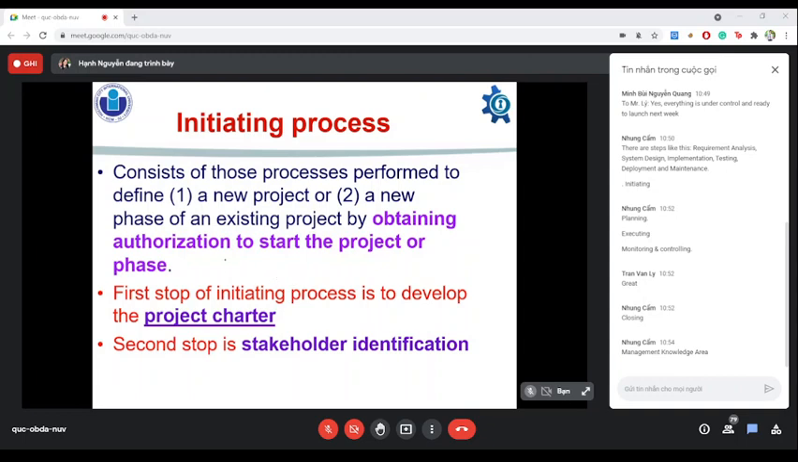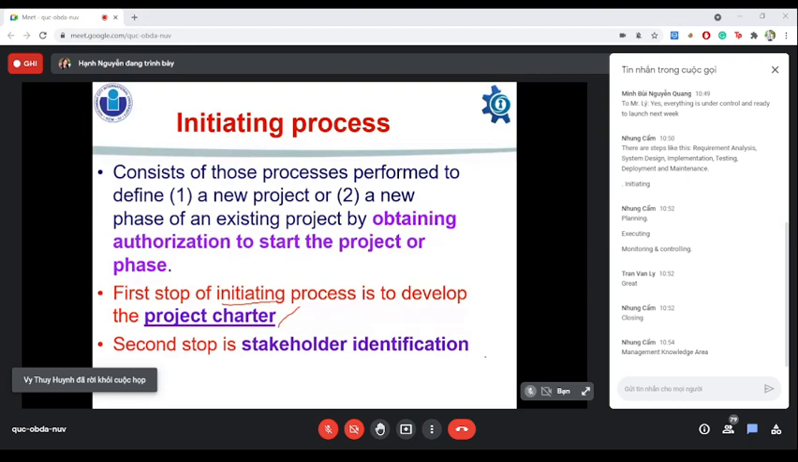Internal and external stakeholders. The initiating process group includes the following project management processes. The first one is to develop project charter. Develop project charter is the process of developing a document that formally authorizes a project or a phase and documenting initial requirements that satisfy the stakeholders' needs and expectations.